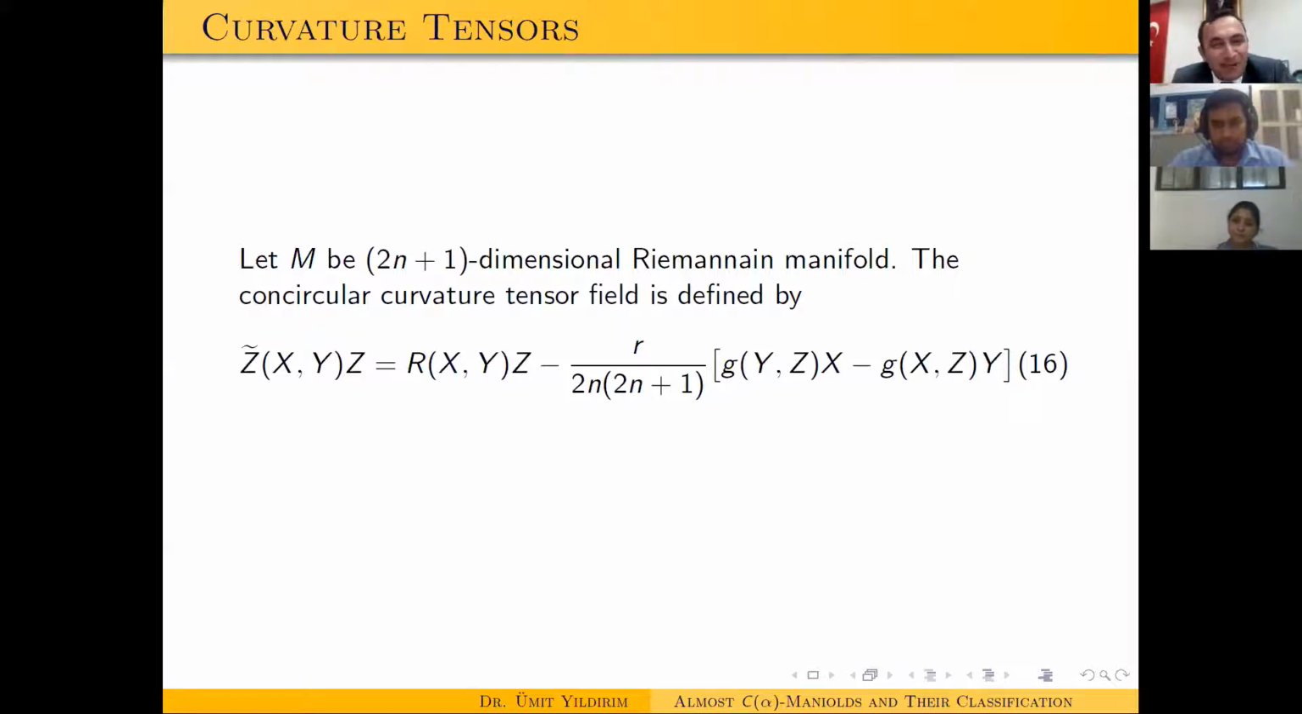Let M be a 2n plus 1 dimensional Riemannian manifold. The concircular curvature tensor field is defined by C tilde (X,Y)Z equals R(X,Y)Z minus R divided by 2n(2n plus 1) times g(Y,Z)X minus g(X,Z)Y. Similarly, if this tensor equals 0, then the manifold is concircularly flat.